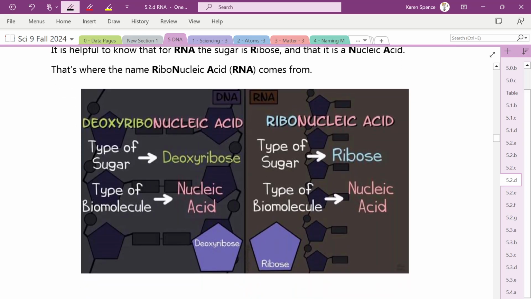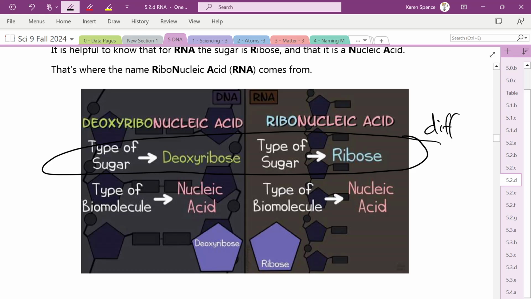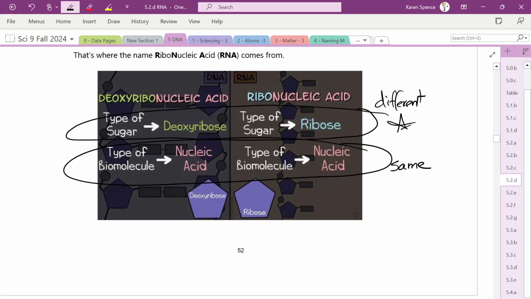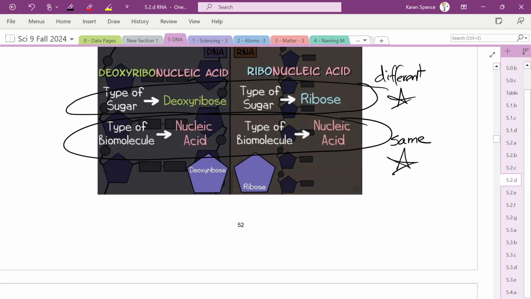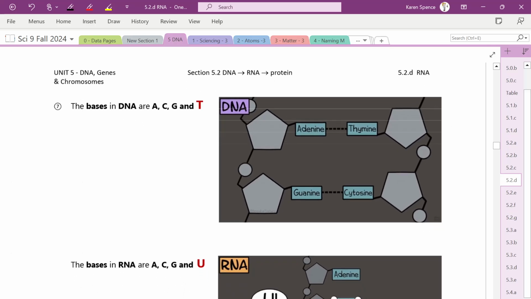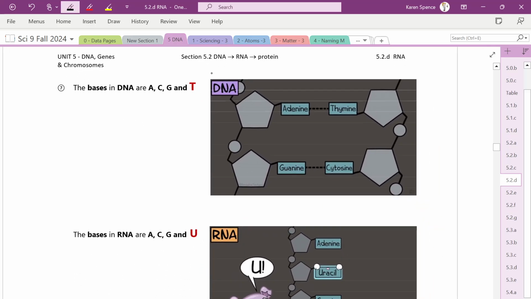So what's the same and what's different? The type of sugar is different. The type of biomolecule is the same. What else is different? T and U.